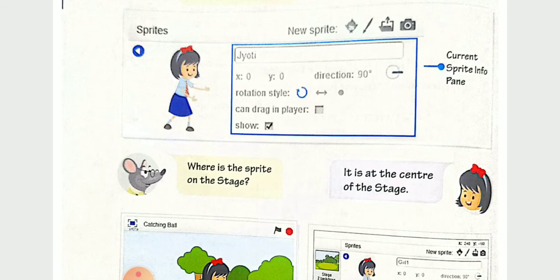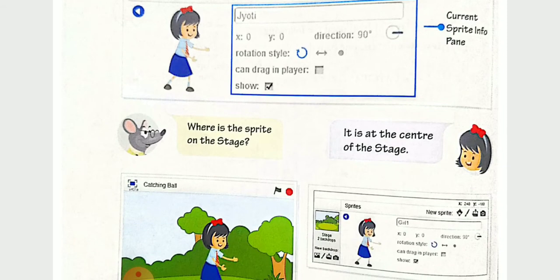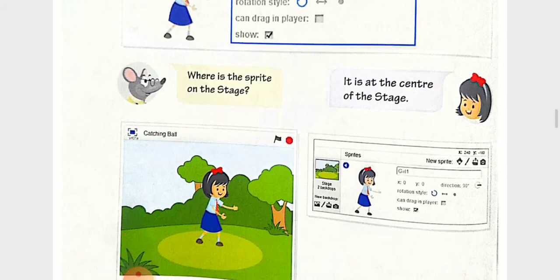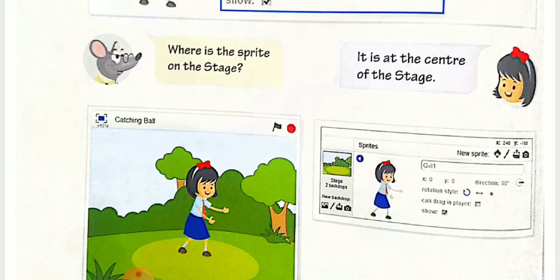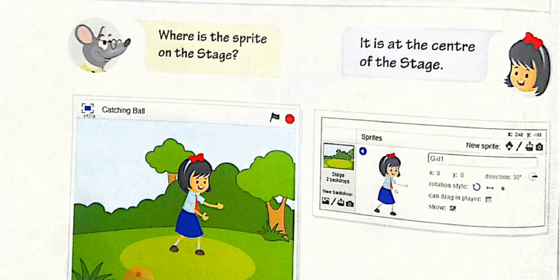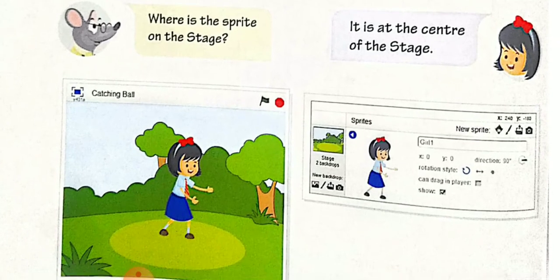So next, where is the sprite on this stage? It is at the center of the stage. Where do we put this sprite? Which sprite? The girl and boy both are playing with each other. We put them into the center. So here you can first put the girl and set the direction to 19 degrees. Okay. Then you click here.